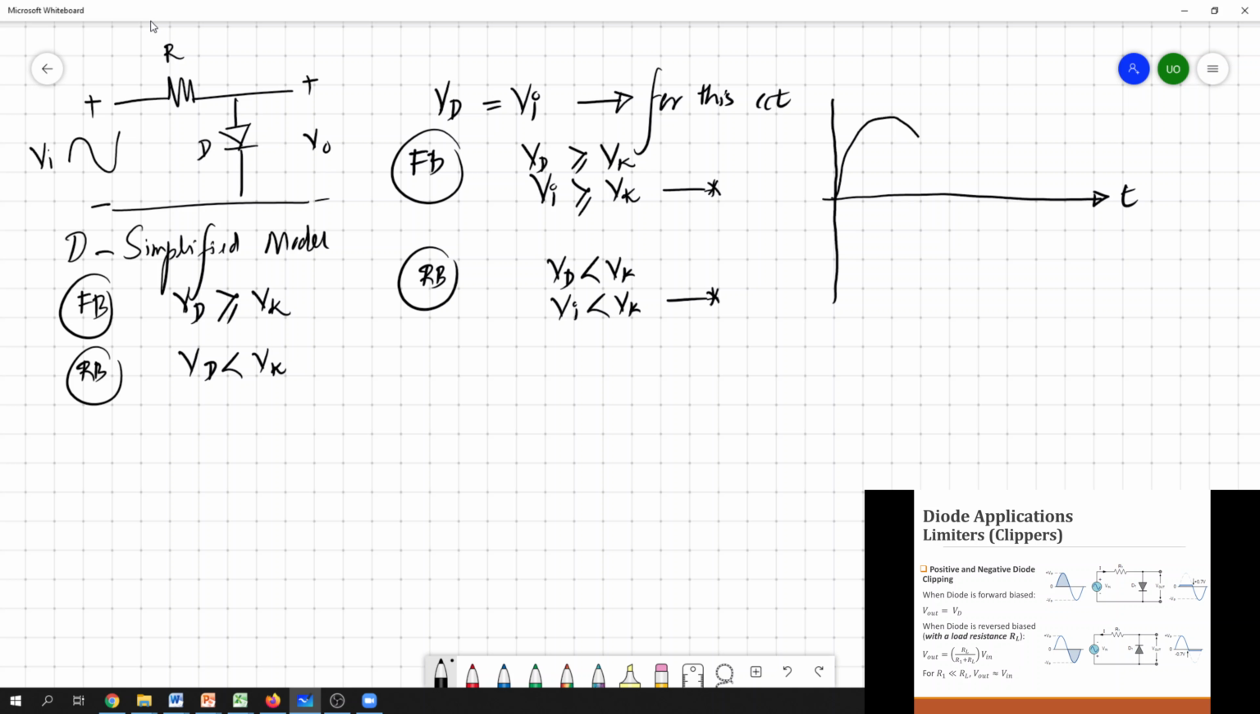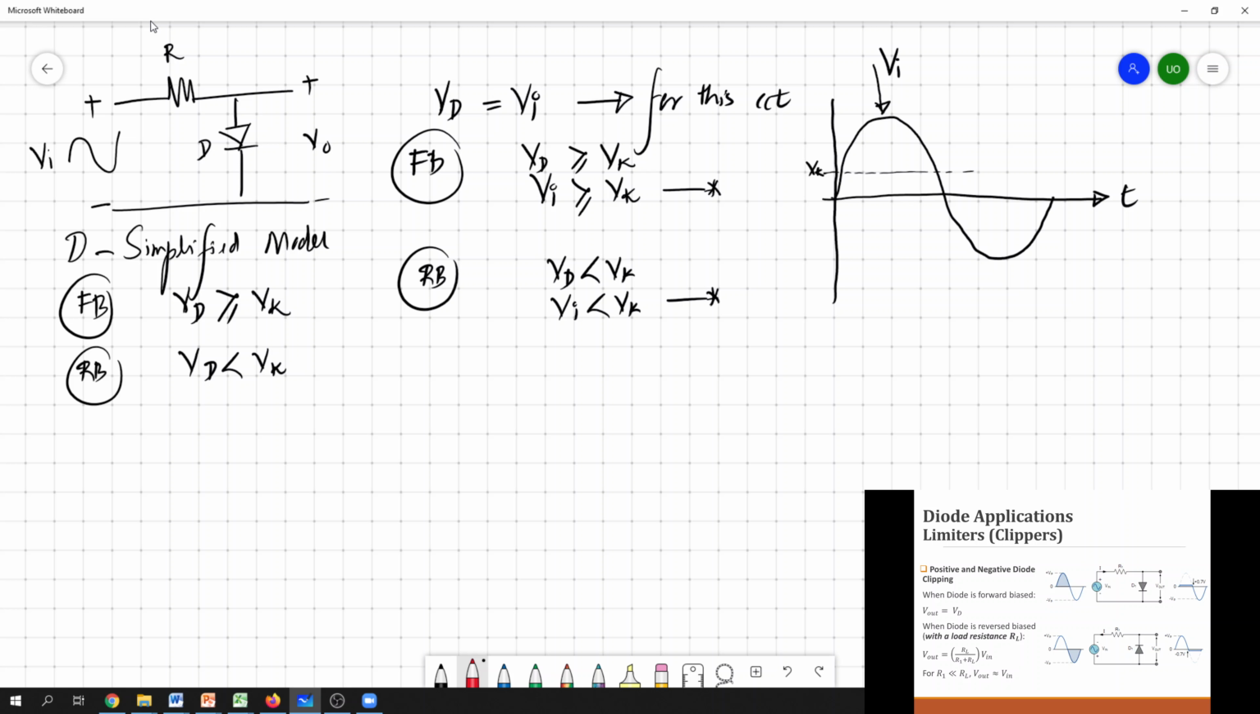the diode switching simply happens based on the input. So here Vi should be greater than or equal to Vk. Here Vi should be less than Vk, which means the state of the diode should completely depend on the input. So we'll identify, so this is the input voltage Vi. So we'll try to identify these two regions.